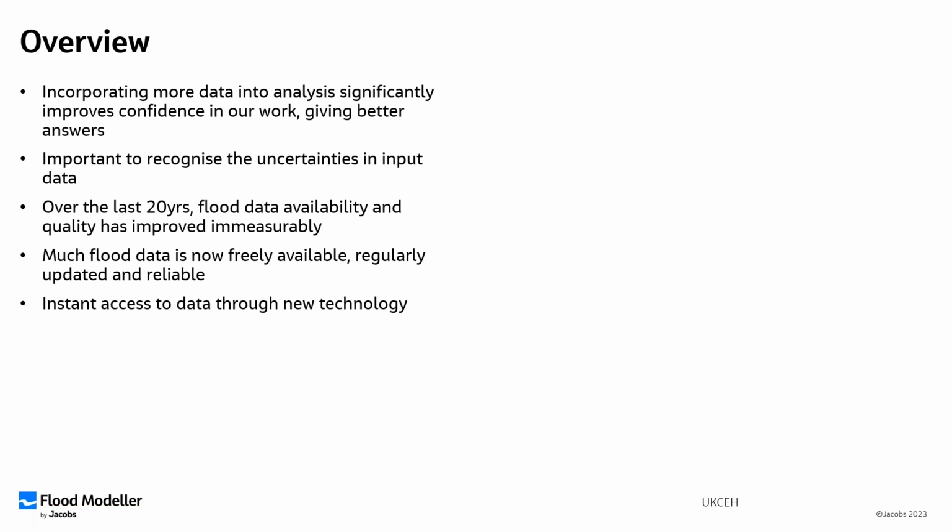So why are we doing this? Incorporating more data into our analysis can significantly improve the confidence of our work and give us better answers. When we're doing hydrology, when we're doing hydraulic modeling, we're only as good as the input data we're using. And by using greater data, more local data we have greater confidence in, we can reduce the uncertainty in our analysis. Ultimately, our analysis, our flood maps, our design information is used to design things, to design flood walls, to design flood defense schemes, to provide flood alerts to communities. And we want to have as much confidence as possible in these outcomes.